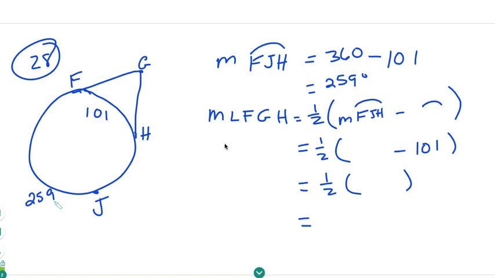So now to find angle FGH, I'm going to take the larger arc, which is FJH, and subtract the smaller arc FH. So this is going to be 259 minus 101, which is going to give me 1/2 of 158, which is going to give me 79 degrees.